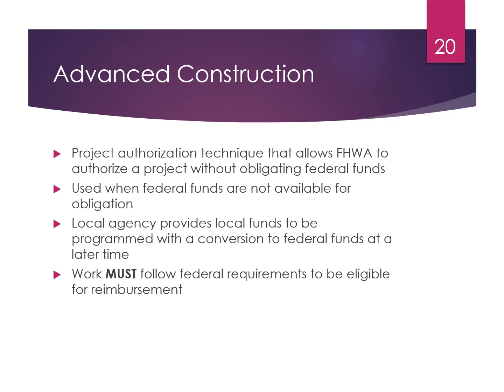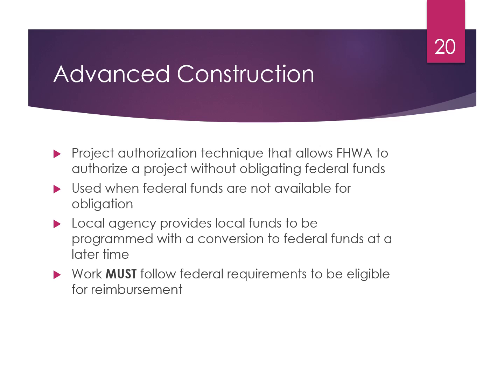Advanced construction is a project authorization technique that allows FHWA to authorize a project without obligating federal funds. Essentially, FHWA approves a project as being eligible for federal funding, but does not commit to funding the project. This is done when federal funds are not available for obligation. The local agency must provide local funds to be programmed with the conversion to federal funds at a later date.